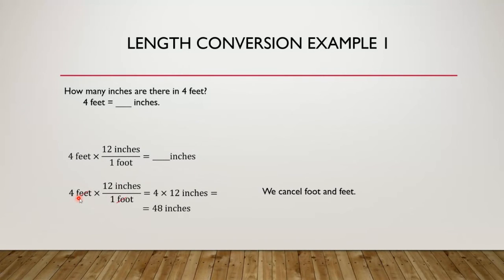So the unit feet and foot, I know feet is technically plural, we can still cancel it with foot. And so what we end up with is just inches. And that's really just the factor label method. So we end up getting 48 inches. It's just multiplying. And what has to happen is the unit you want your answer to be in, that's what's on top, the numerator. And the other unit has to cancel. And this is really what the factor label method is. So we end up getting 48 inches.